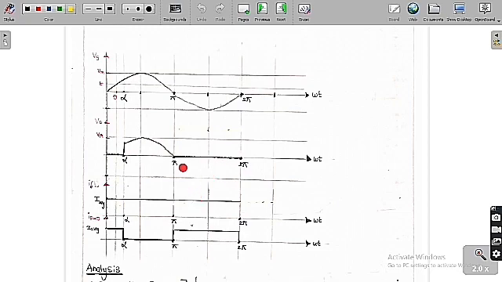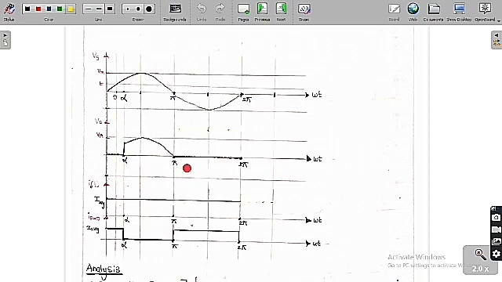So because of that, the output voltage is equal to 0. So from pi to 2 pi, the output voltage is equal to 0. So we are going to get it like this, which means the freewheeling diode is going to conduct from pi to 2 pi.